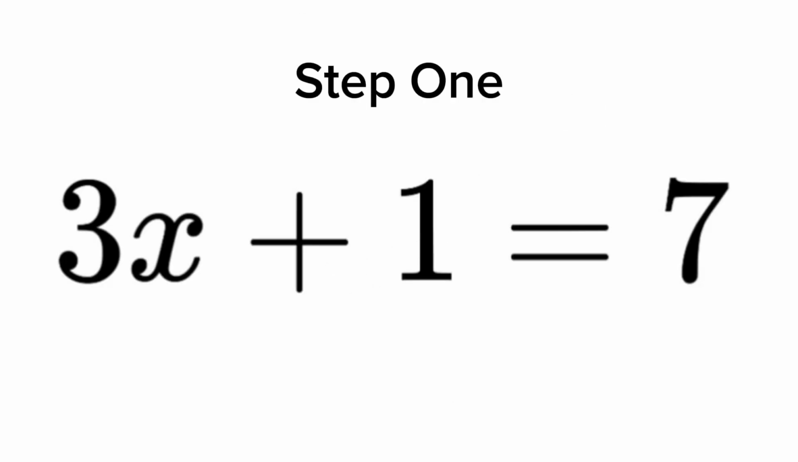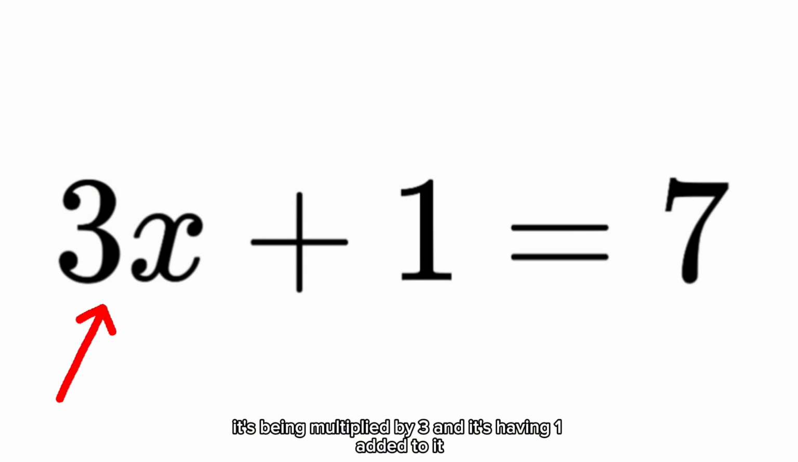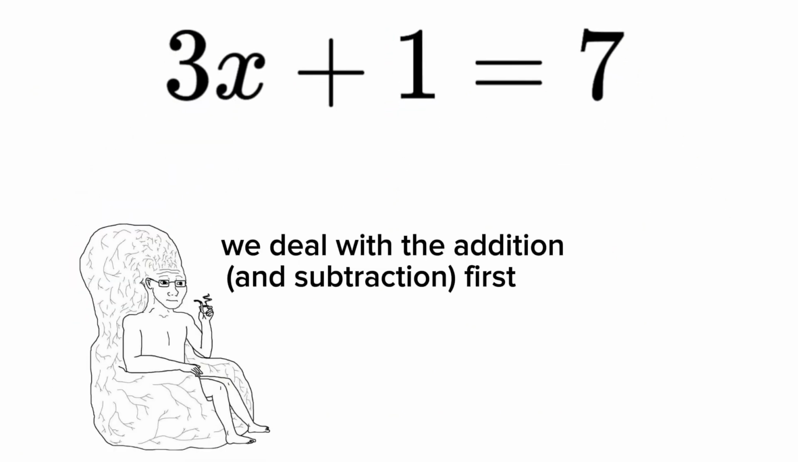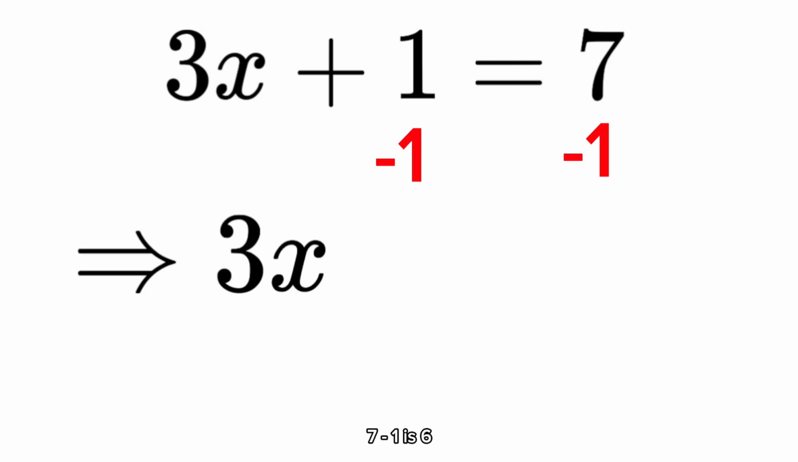Let's go. Step 1. We want x alone, but right now it has 2 things happening to it. It's being multiplied by 3, and it's having 1 added to it. We deal with the addition and subtraction first. Subtract 1 from both sides. 3x plus 1 minus 1 is just 3x. 7 minus 1 is 6.